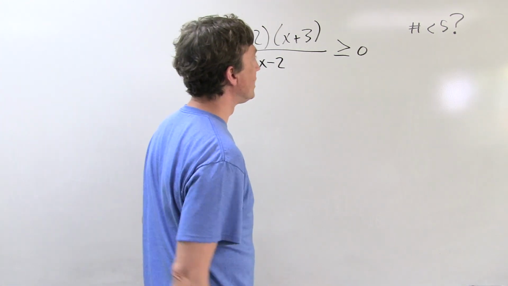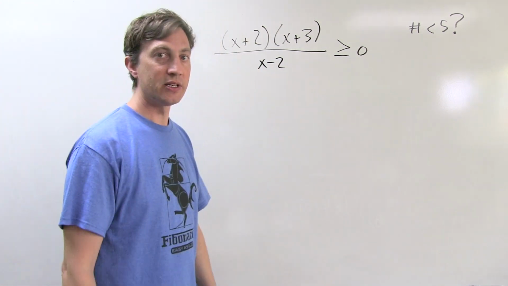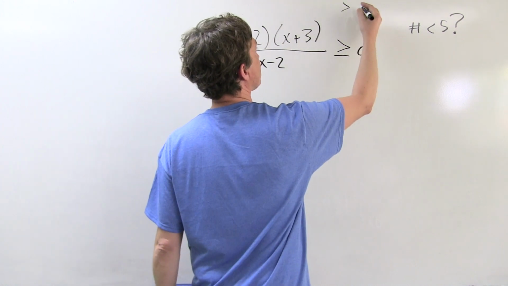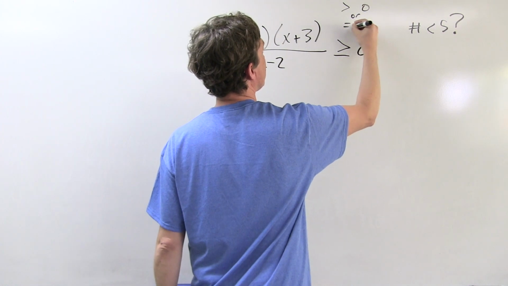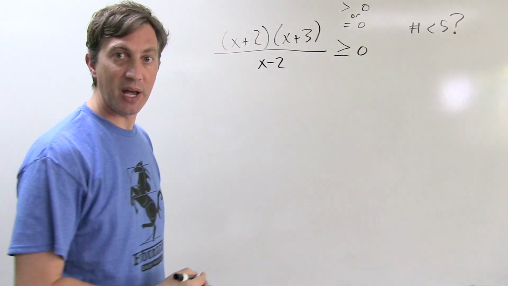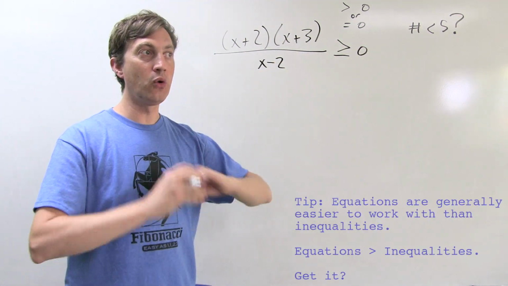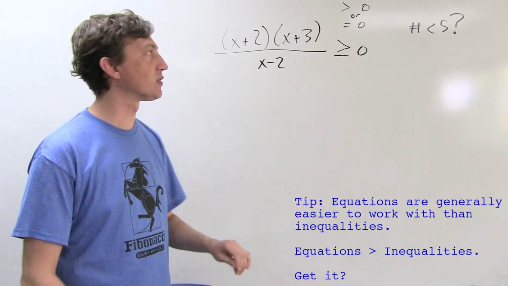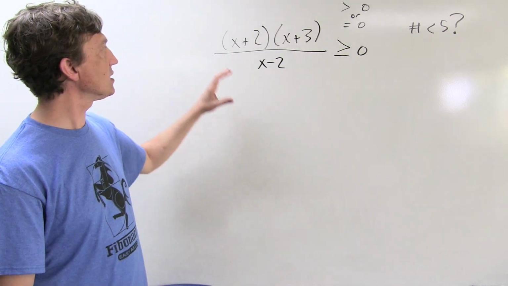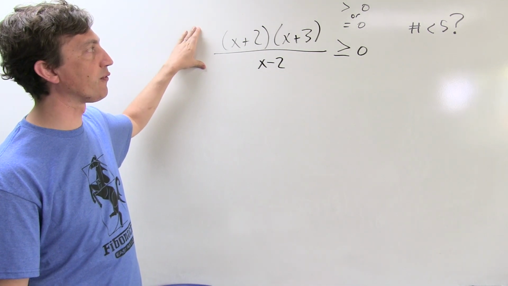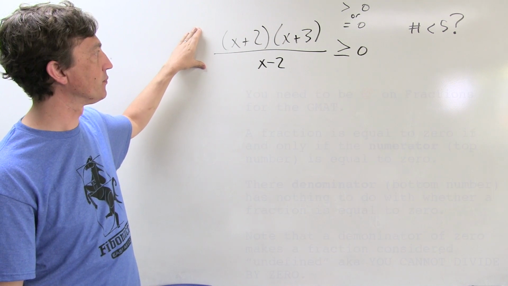Next observation, greater than or equal to, it's really two separate options, right? Greater than 0 or equal to 0. And if you had to pick one of those to deal with first, I would say equal to 0 is easier. Equations are generally going to be easier to work with than inequalities. And so let's start by just thinking, when is this whole fraction going to be equal to 0?